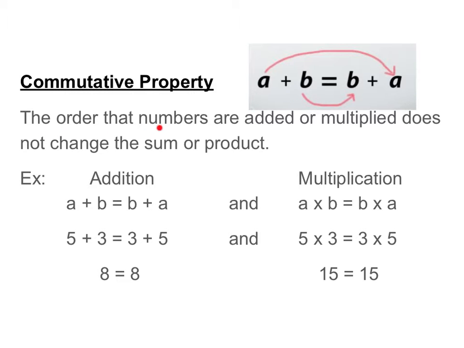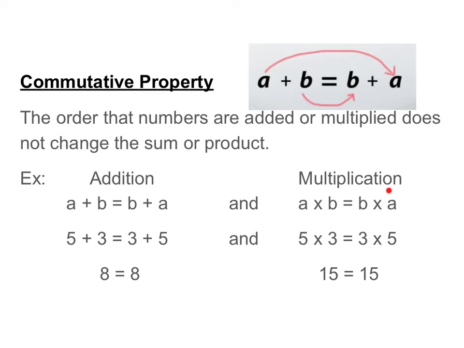So the order that the numbers are added or multiplied does not change the sum or product. So you have the commutative property of addition and you have the commutative property of multiplication. So here you have A plus B equals B plus A, or for example, 5 plus 3 equals 3 plus 5, and then you can solve that by 8 equals 8.